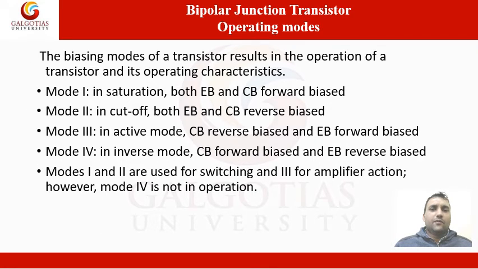This is the operating mode for the BJT transistors. The biasing mode of a transistor results in the operation of transistors and their operation characteristics. Mode 1 is saturation, where both the emitter-base EB and collector-base CB are forward biased. In mode 2, the cutoff, both EB and CB are reverse biased. In mode 3, the active mode, CB is reverse biased and EB is forward biased. In mode 4, the inverse mode, CB is forward biased and EB is reverse biased. Modes 1 and 2 are used for switching, and mode 3 for amplifier action. However, mode 4 is not used in operations.